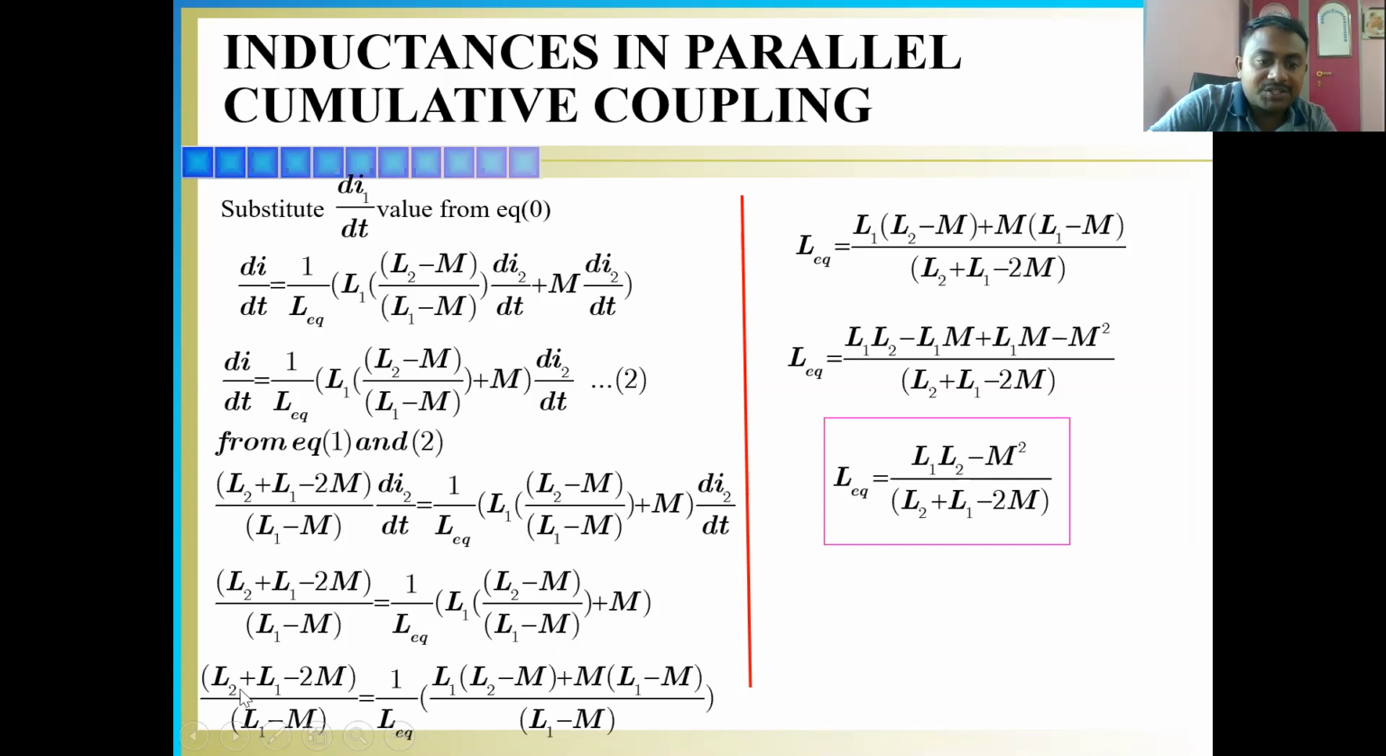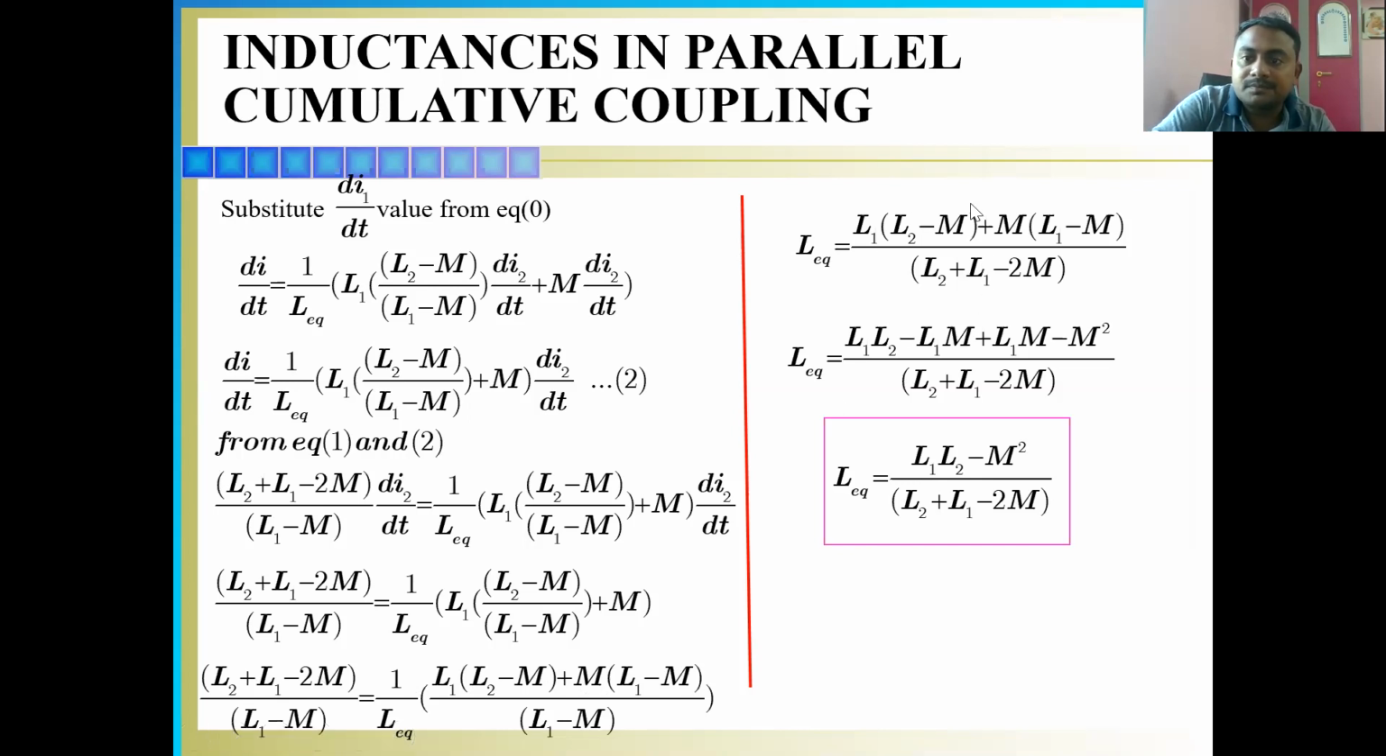Okay, next, if I take the LCM over here, the numerator will come as M into L1 minus M. Okay, so in both cases L1 minus M gets cancelled. If I send L equivalent over here, the total value is L1 into L2 minus M plus M into L1 minus M by this one, which will come as L1 plus L2 minus 2M. That is what I have written over here.